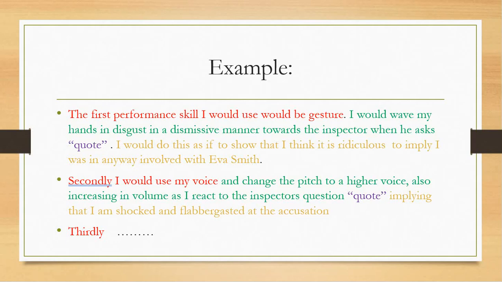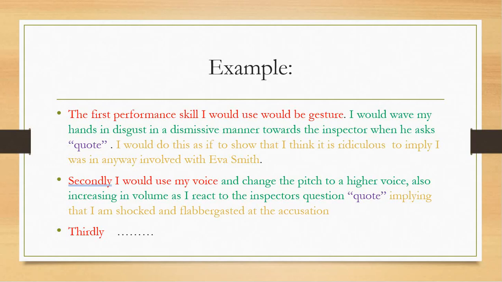My first performance skill, I would use gesture, 1 mark. I would wave my hands in disgust in a dismissive manner towards the inspector when he asks, include quote, 2 marks. And just for the extra bit of information, I would do this as if to show that I think it is ridiculous to imply I was in any way involved with Eva Smith. Notice the use of the personal pronoun I. The question is, you are going to play the character. Mrs. Birling, Mr. Birling, Edna, whoever. Personal pronoun I. Make sure you understand the question.